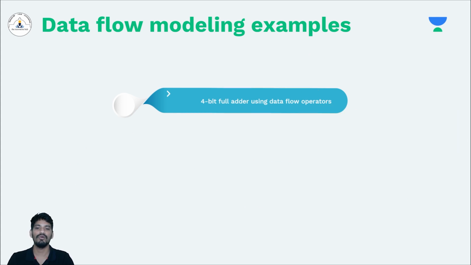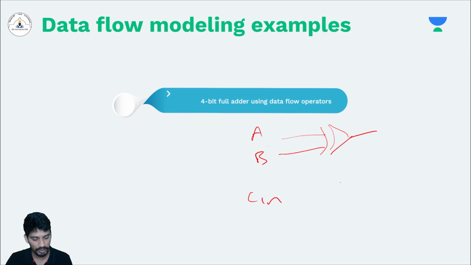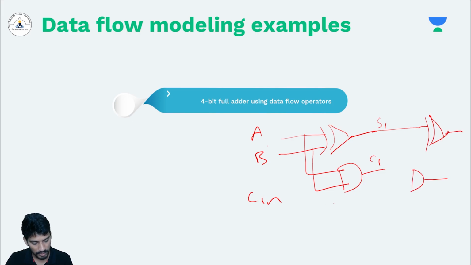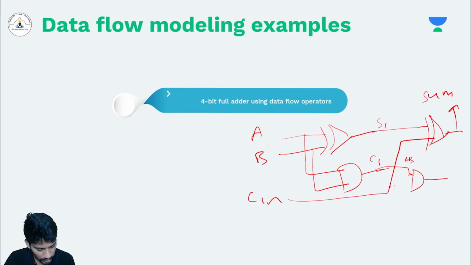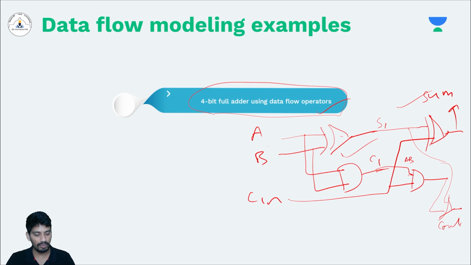Now let's take one more example, the full adder. We have already seen how to draw a full adder using gates. Let's say the inputs are A, B, and C in, so I have 3 inputs. Using logic gates, I'm drawing the sum and the carry out. The carry out is A and B, plus B and C in, plus A and C in. To define the full adder using gates, you will need 5 gates.